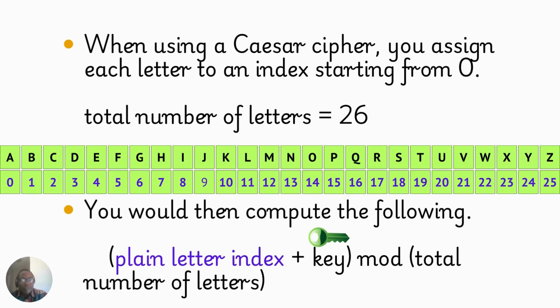So back to Caesar cipher. When using a Caesar cipher, you assign each letter to an index starting from 0. And in this case, we have a set of letters making up 26 in number. So how do we use this to compute Caesar cipher? It's very simple. We use the formula stated below.